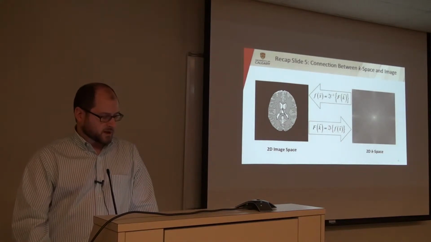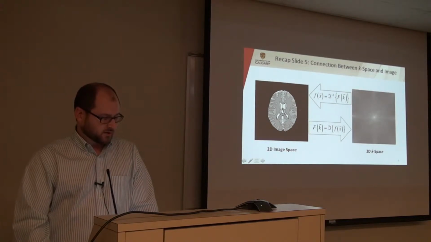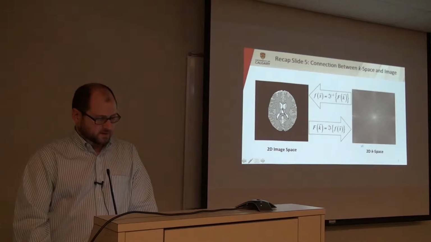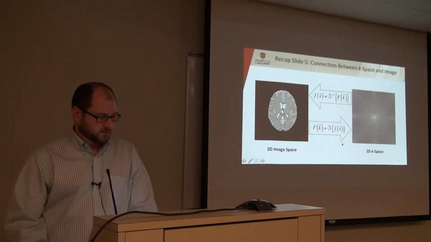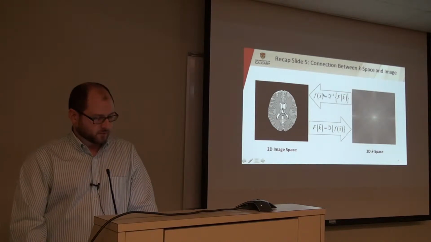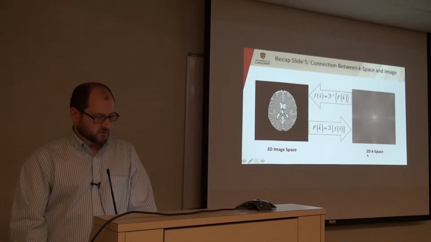Last time we talked about the connection between this 2D K-space and 2D image space. If we look at the image of the brain on the left, this is the corresponding K-space on the right, and we can transform back and forth between these two by either applying an inverse Fourier transform in this direction or a forward Fourier transform in this direction.